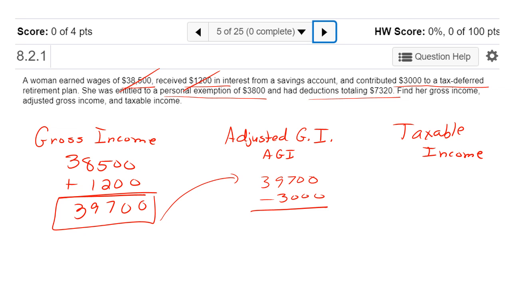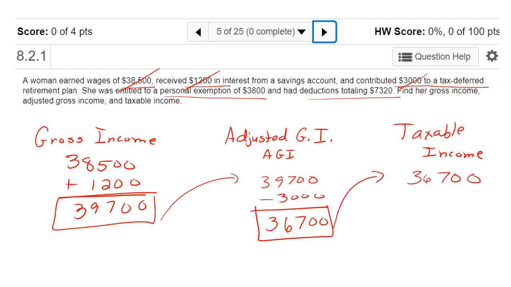So I can take that $3,000 off from her total money brought in, and she now has $36,700, and that is her adjusted gross income. Now, what will she really be taxed on? She gets to take off any type of deductions now.